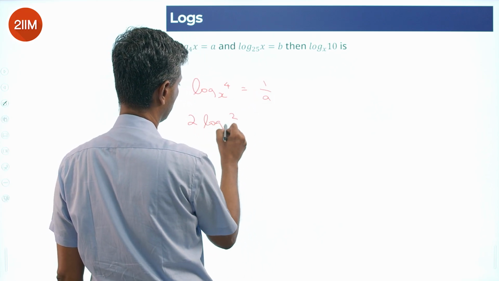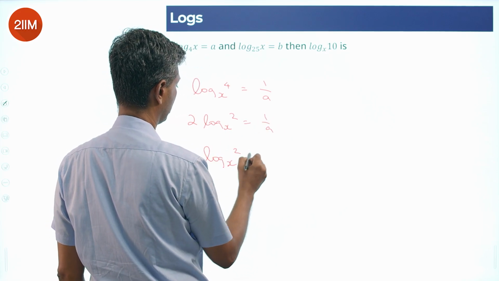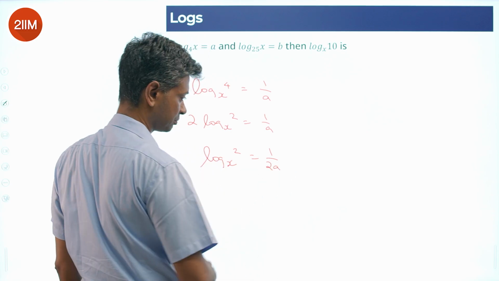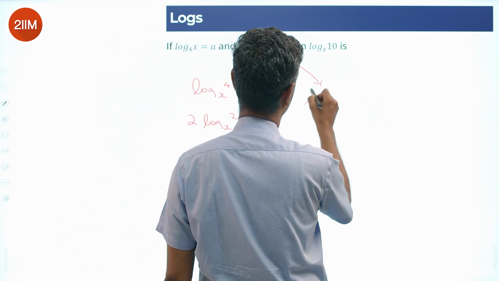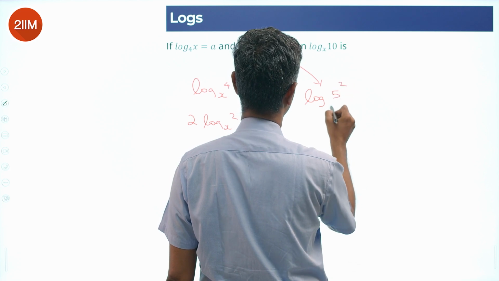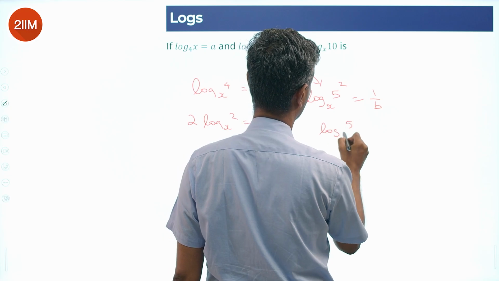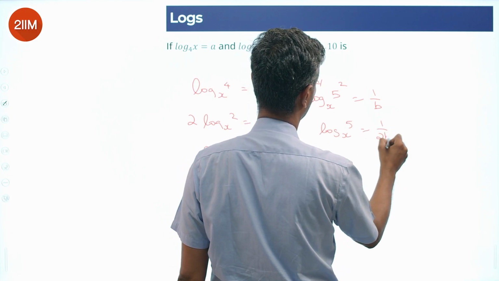2 log 2 to the base x is 1 by a. Log 2 to the base x is 1 by 2a. Exact same funda. Log 5 square to the base x is 1 by b. Log 5 to the base x is 1 by 2b.